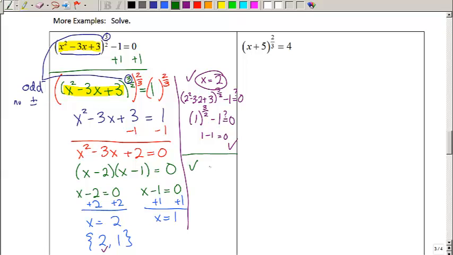Next, let's check x is equal to 1. When I reduce on the inside, 1 squared is 1, minus 3 is negative 2, negative 2 plus 3 is positive 1, and we have the same result. 1 minus 1 is 0, and it does check. So both of these solutions check.